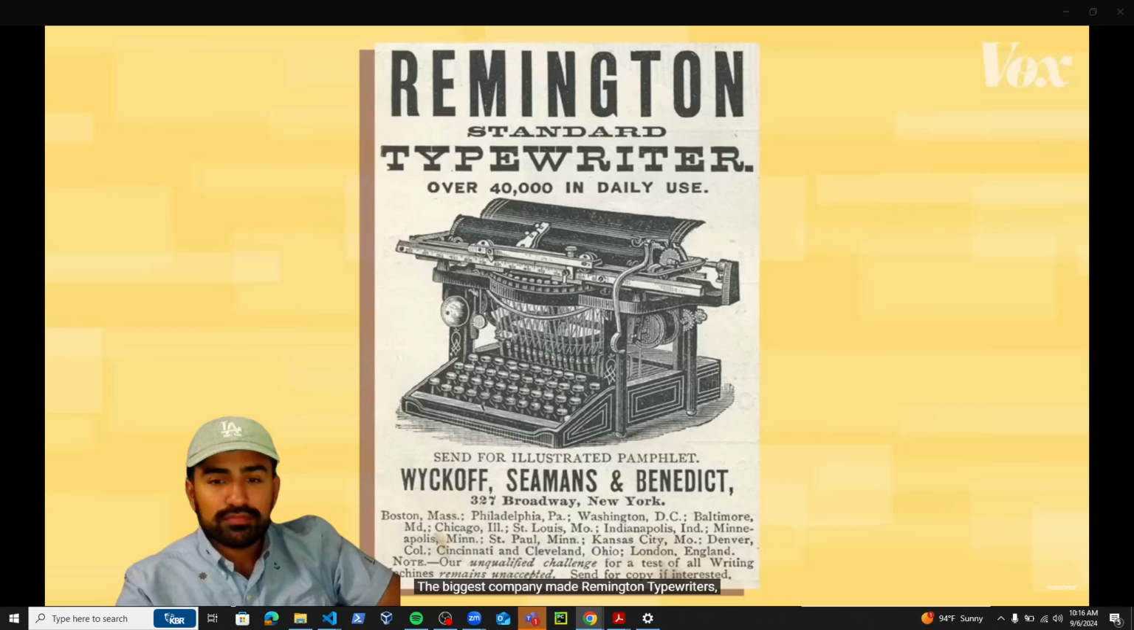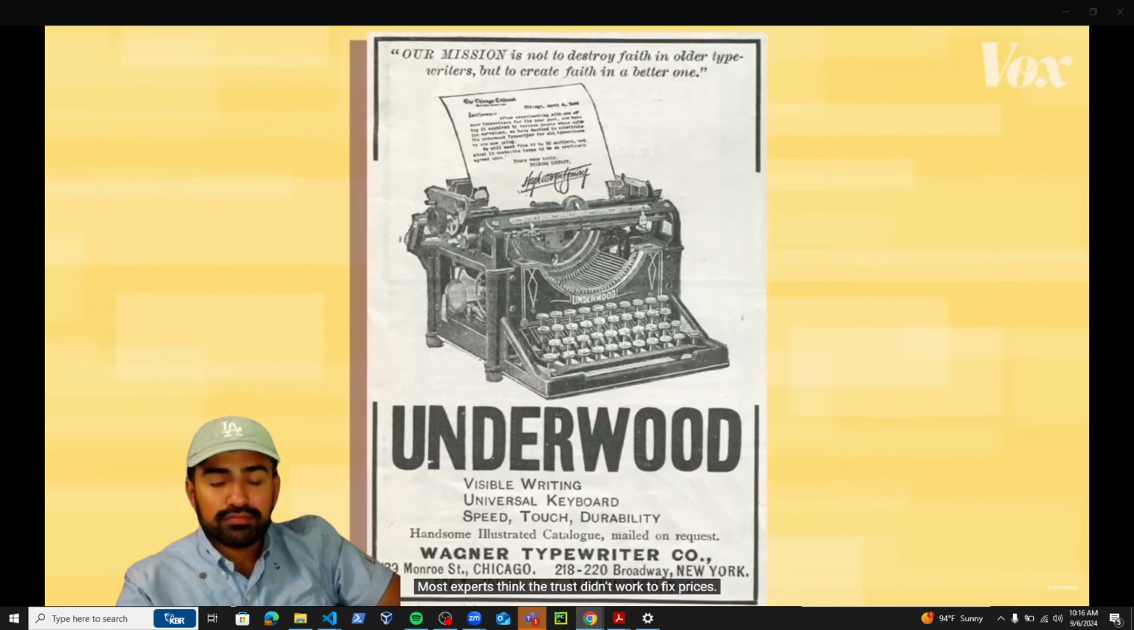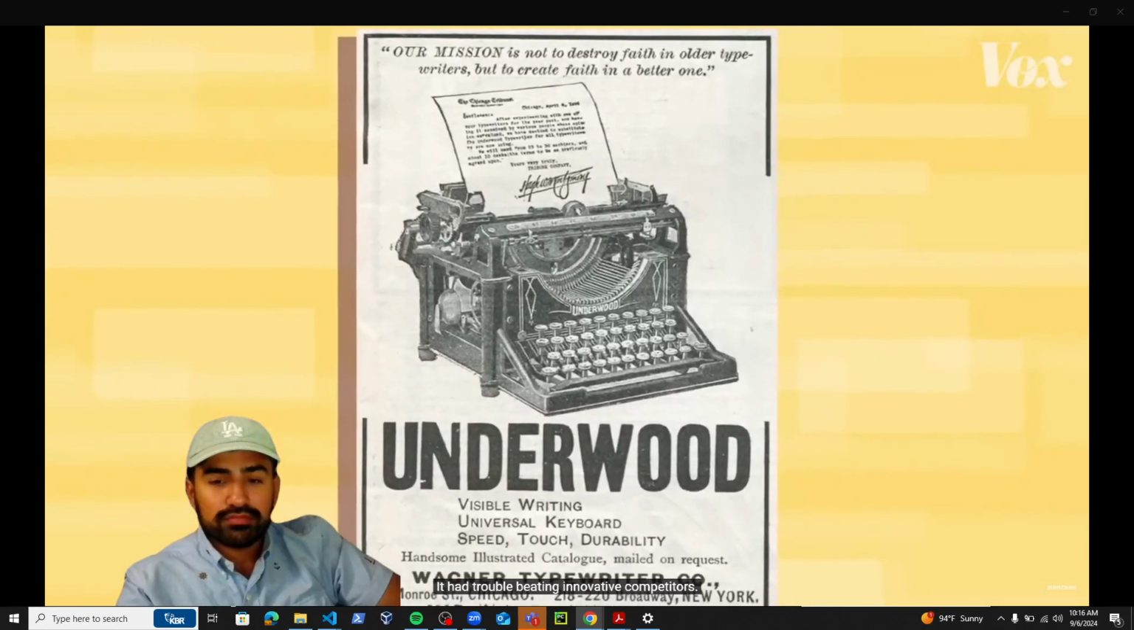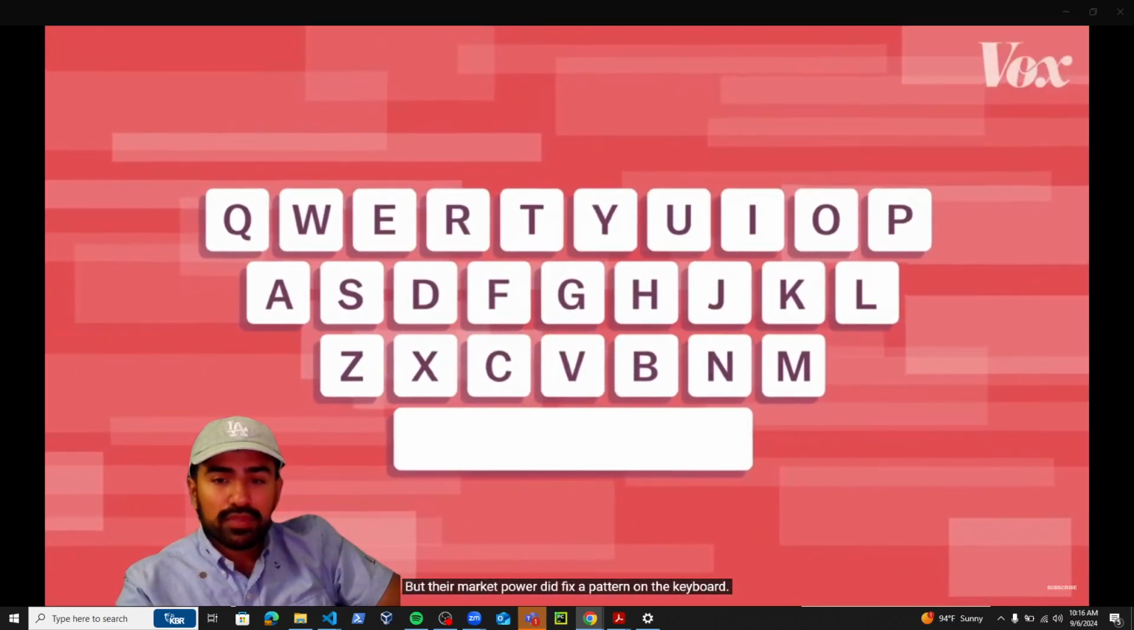The biggest company made Remington typewriters, and they used Sholes' QWERTY keyboard design. The trust did the same. Most experts think the trust didn't work to fix prices. It had trouble beating innovative competitors, but their market power did fix a pattern on the keyboard.